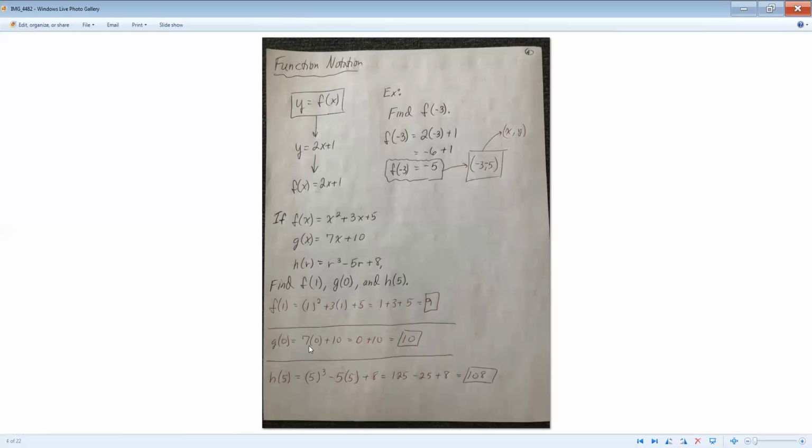If I want to find g of 0, plug 0 into 7x plus 10. So 7 times 0, which is 0. 0 plus 10 is 10. And then for the final one, h of 5, plug 5 in for r. That's 5 cubed minus 5 times 5 plus 8. So it's 125 minus 25 plus 8, which would give me 108.